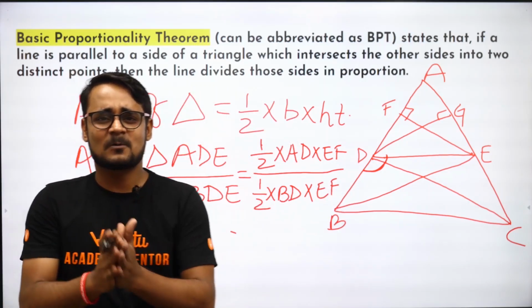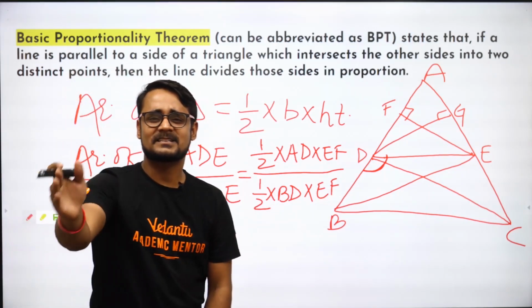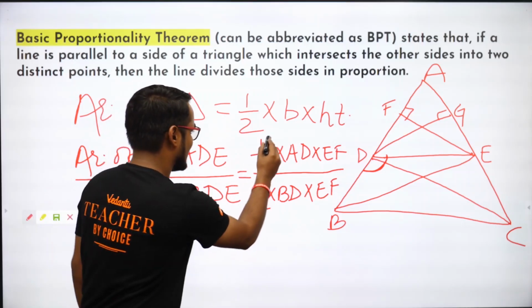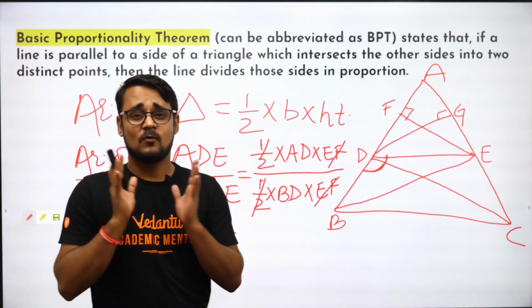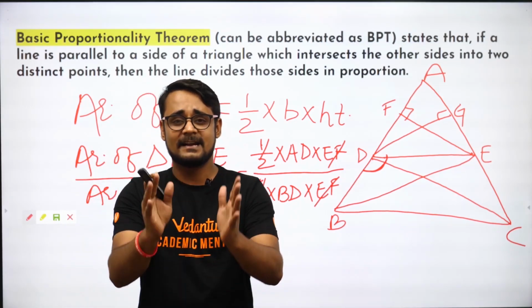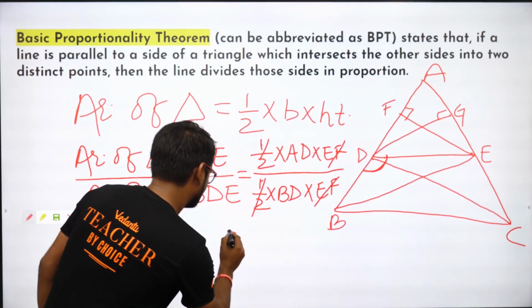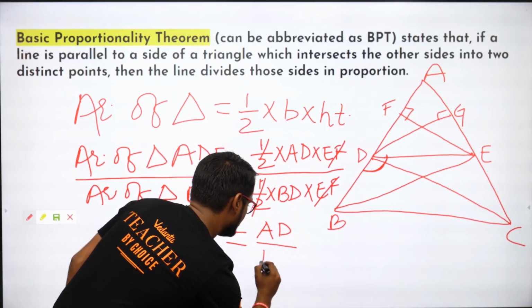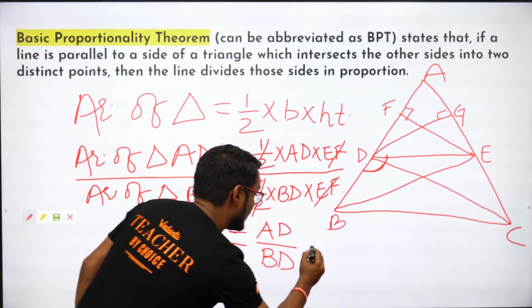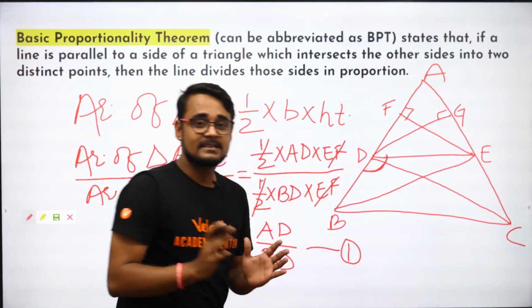अब आप लोग इसको सॉल्व करोगे. I can see so many students are solving this, and this half and half will be cancelled, and EF will be cancelled. So what we got here? We got AD upon BD. That is equal to AD upon BD. Let's consider this as equation number 1.